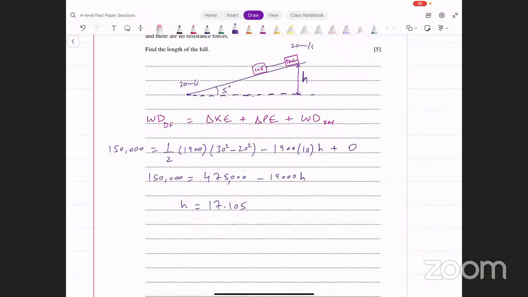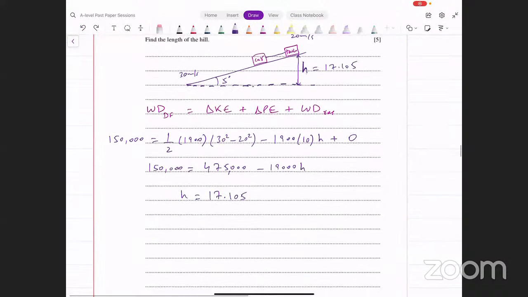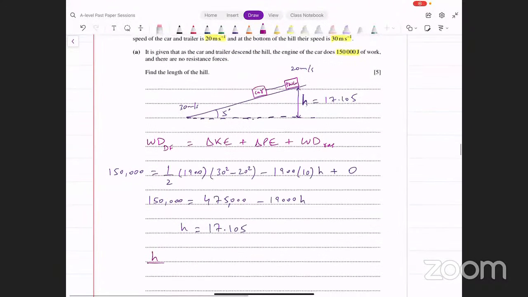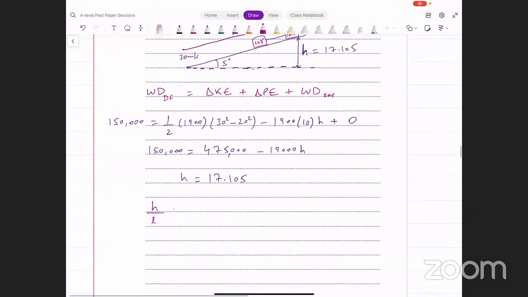अब वो right angle triangle है, height मेरे पास आ गई है. height कितनी है? 17.105. I can find the length. ये मुझे ये hypotenuse find करना है इस triangle का. What I can do is I can say h over perpendicular over the hypotenuse. Hypotenuse को हम कोई नाम दे देते हैं. Let's call it L, the length of the hill. That equals sine of 5 degrees.